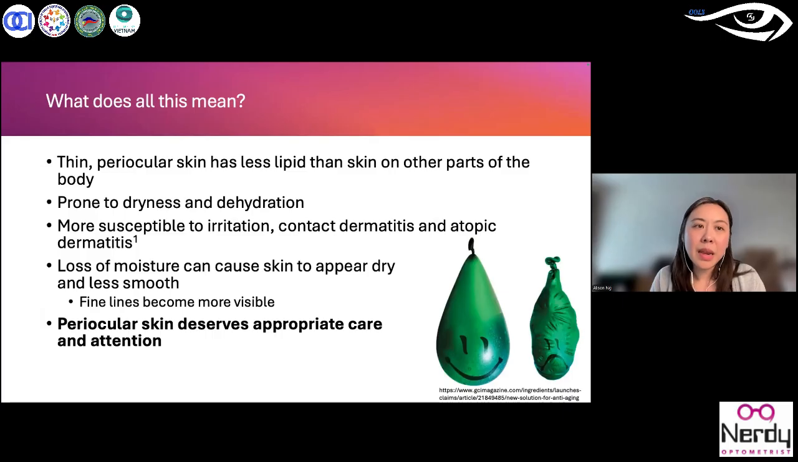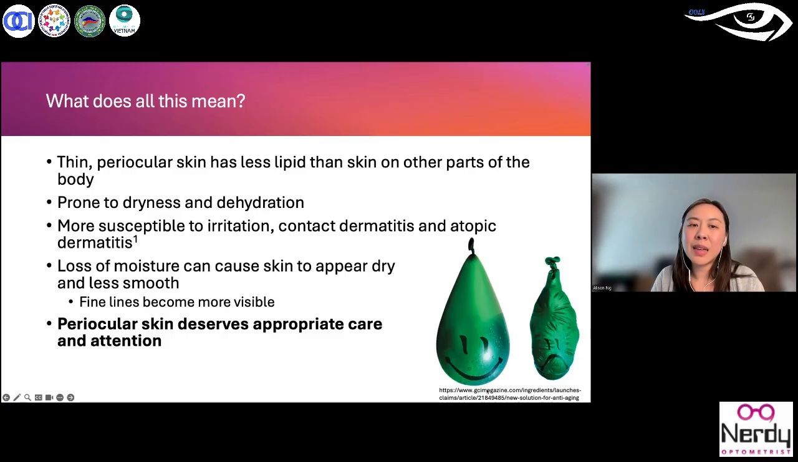But what does all of this mean? It means that overall, the periocular skin region can be more prone to dryness and dehydration. As a result, it can be a more susceptible area to developing irritation, contact dermatitis, and atopic dermatitis. For some of our patients who might think of this from a purely cosmetic perspective, a loss of moisture can cause the skin to appear drier and less smooth, and this can make fine lines appear more visible.